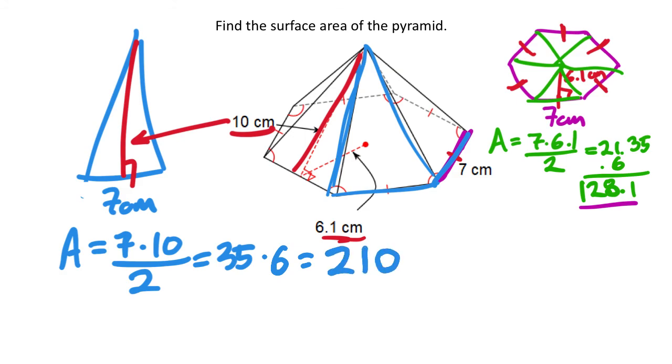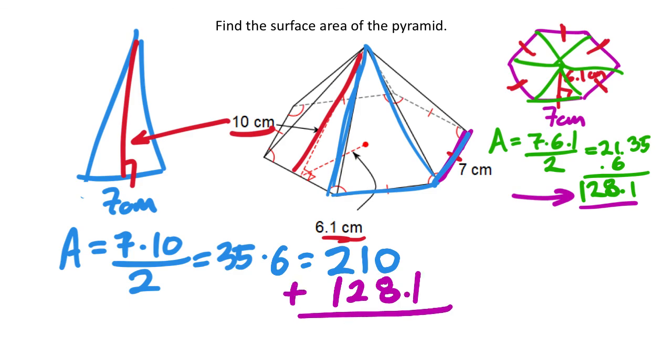But we still have the area of the hexagon right there, the 128.1. So we're just adding these together. That will give us the total surface area. What is that? 338.1. But the answer is not 338.1. It is 338.1 square centimeters. Just don't forget your labels.